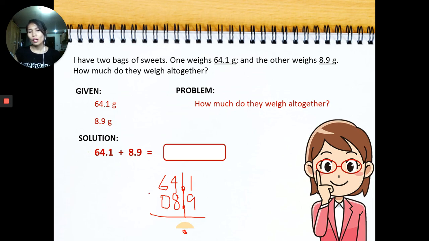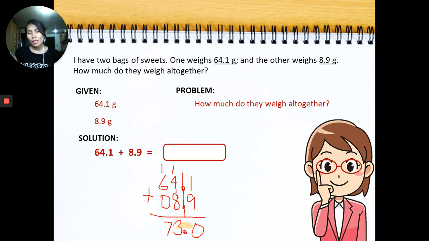Now step 4, start adding. 1 plus 9 is 10. Write down 0, carry 1. 1 plus 4 is 5. 5 plus 8 is 13. Write down 3, carry 1. 1 plus 6 is 7. All right, so that's our answer.